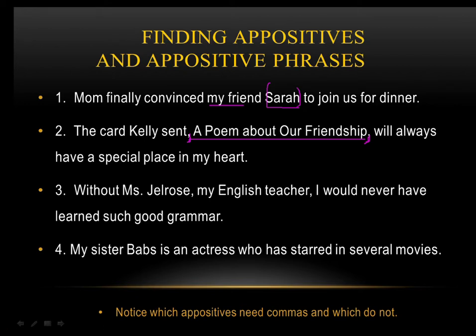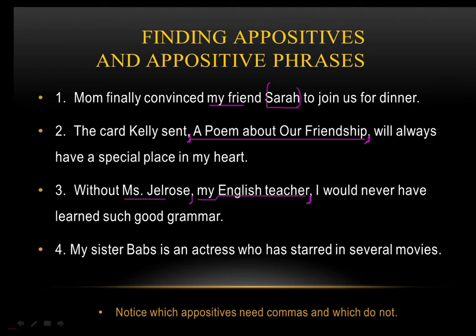Number 3, without Miss Gelrose, my English teacher, I would never have learned such good grammar. Here's your appositive, my English teacher. And the question is, do I need it to identify who I'm talking about? I don't need it. I have her name. It was Miss Gelrose. And since I don't need it to identify specifically who I'm talking about, I can put commas around it.